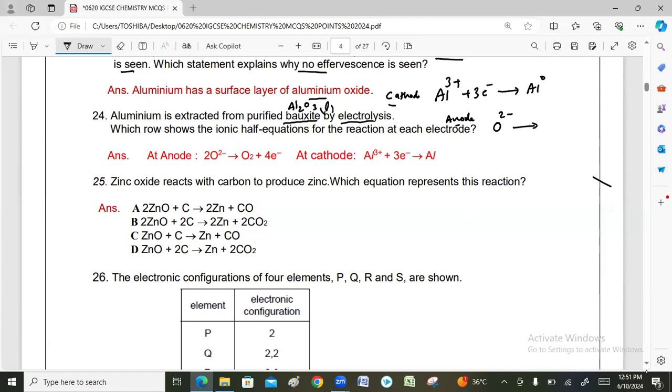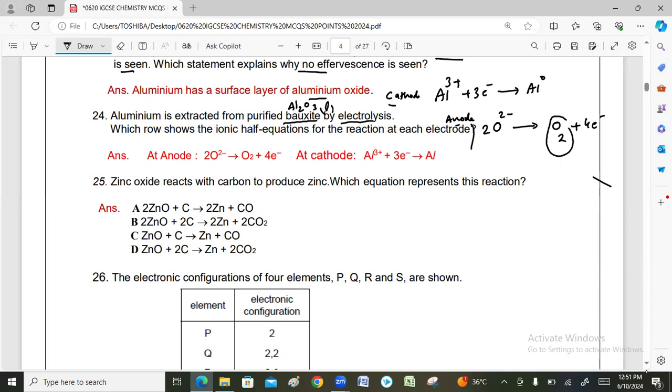And then at the anode, there is oxidation. So if we get O, two electrons will be lost, but diatomic oxygen is formed. So that's why we can balance this equation. This is the reaction at the cathode, and this is the reaction at the anode. So aluminium is formed at the cathode, and oxygen is made at the anode.